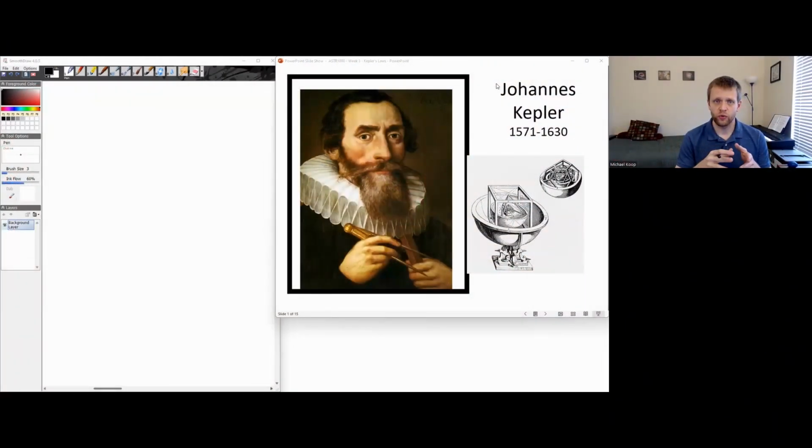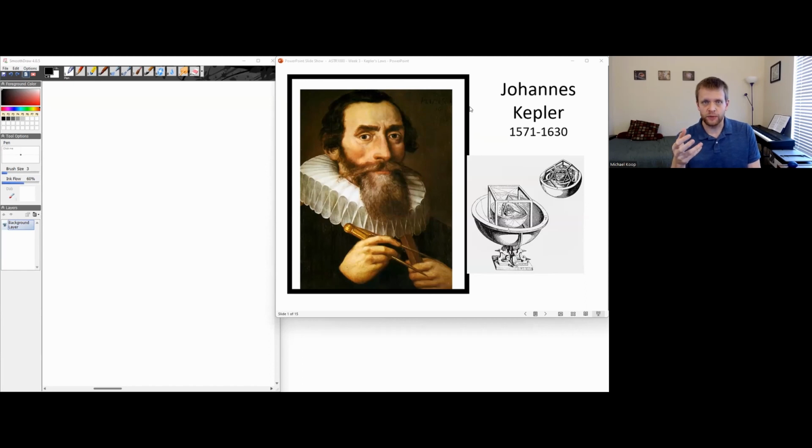So for this session, we're going to talk about Kepler's laws of planetary motion. This is a portrait of Johannes Kepler. And these laws were one of the first high accuracy models to describe the motions of the planets. Kepler was working off of the observations of Tycho Brahe, who was his mentor.